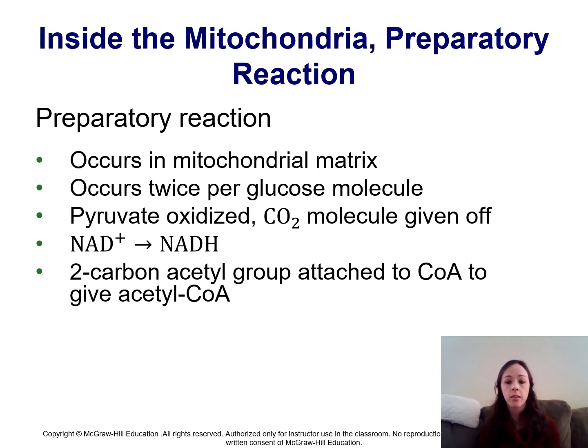Because 2 pyruvate molecules entered into the preparatory cycle, the preparatory cycle will happen twice per glucose molecule. At the end of the preparatory cycle, there will be 2 acetyl-CoAs and 2 NADHs. So we started off with a 6-carbon molecule, and now we are down to only 4 carbons. 2 of the carbons were released as carbon dioxide during the preparatory reactions.